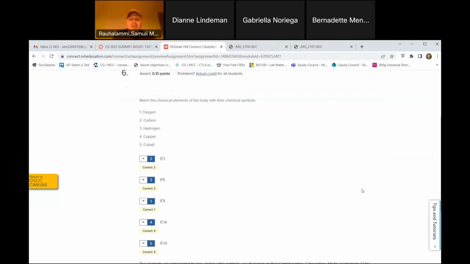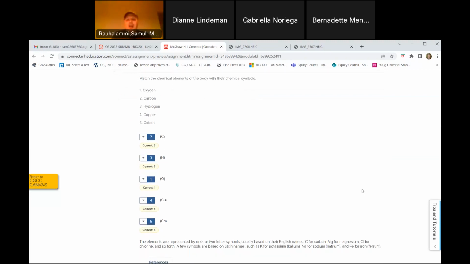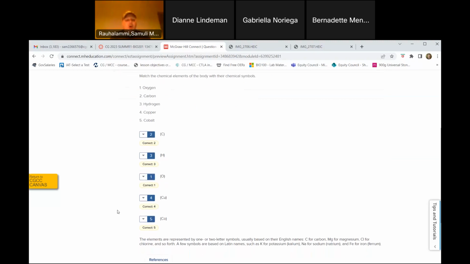Here we're matching chemical elements with their chemical symbols. I provided you a table that shows all of the periodic table of elements. So that's a good reference, but it's going to be important for us to know what these letter abbreviations mean.